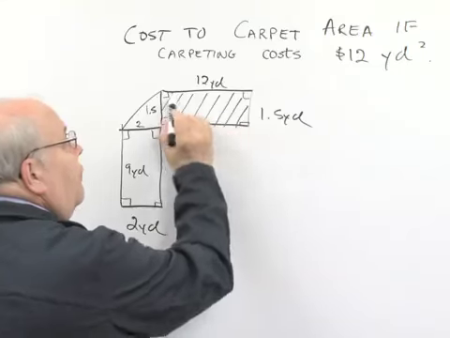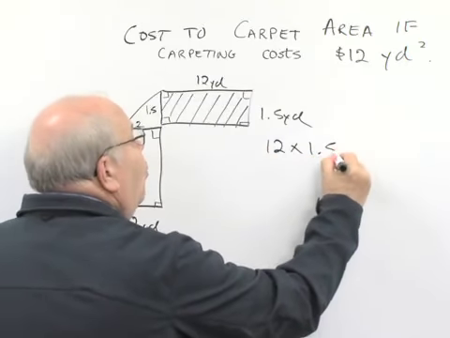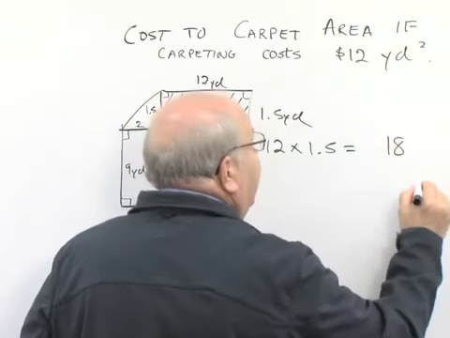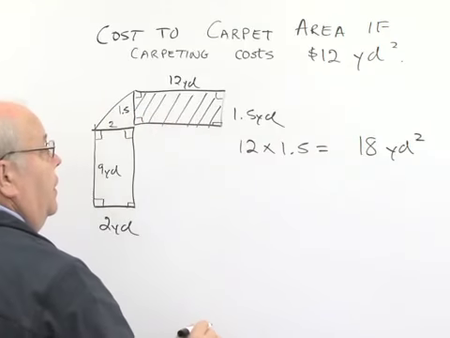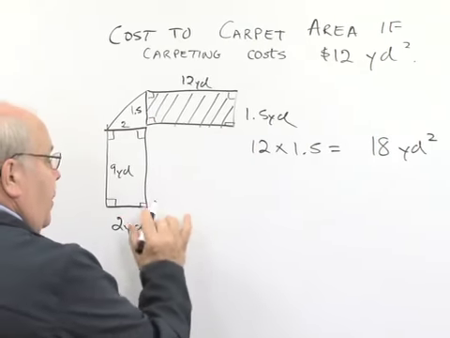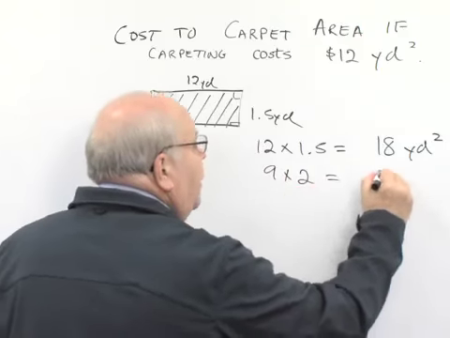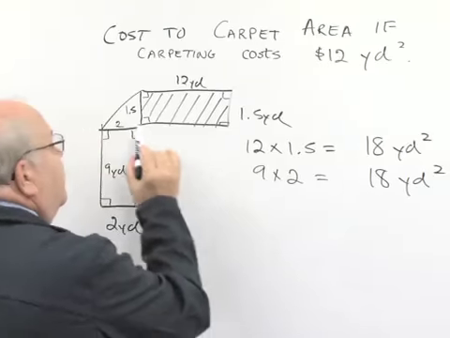The area of a rectangle that's 12 times 1.5, so this would give us 18 square yards in area. The dimensions are in yards. The bottom rectangle is 9 yards by 2 yards. So it's also 18 square yards. And what about the triangle?